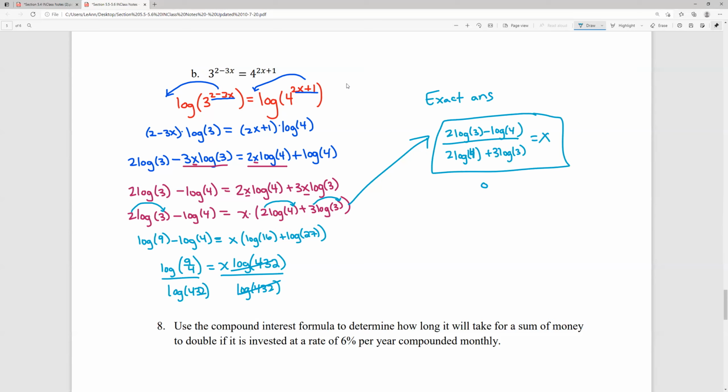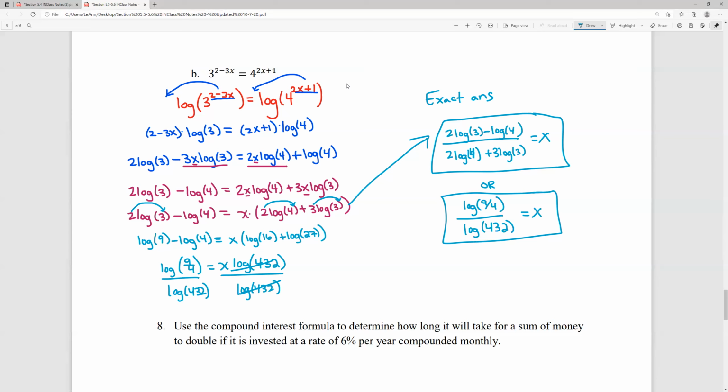If you simplified everything down, you would have gotten a reduced log of 9 over 4 divided by a log of 432. That is also acceptable, okay? Technically, log 9 minus log 4 divided by log 16 plus log 27 is also acceptable. You just have to get x by itself, and it's really up to you. We're not nitpicky with students on this about how compact your logs become, how condensed they become. We just want to know that you can solve for the x and get everything out of the exponents. So just be aware, I would accept either of these or even that middle step as long as you get x by itself.